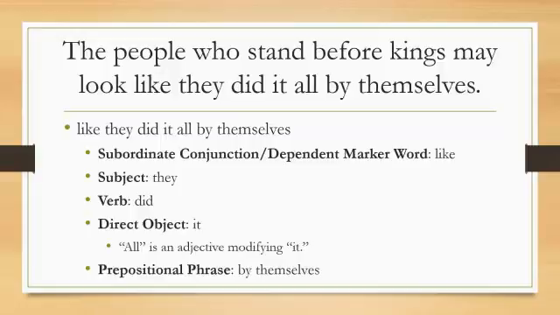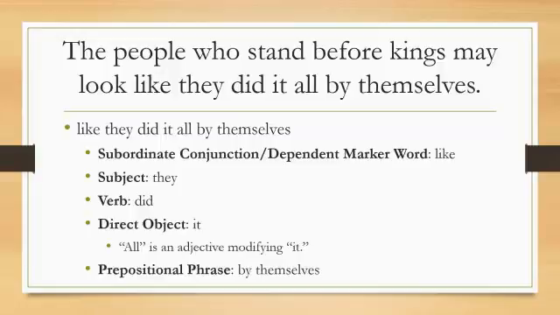So here the marker word, or whatever you want to refer to it as, is like. That's kind of our flag word. Our subject here is they. The verb is did. What did they do? The answer is the direct object it. Following it is the word all. It's an adjective giving us more information or modifying it. And then, of course, we have another prepositional phrase, by themselves. Okay? Like they did it all by themselves. This is the first time we've looked at a sentence that has like. Like can be used in a few different ways, but here it's being used as a subordinate conjunction. It's beginning a dependent clause, which is also known as a subordinate clause.